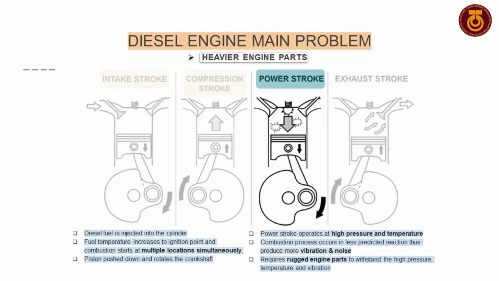This combustion occurs simultaneously at multiple locations in the cylinder. It produces less predictable reaction, so the combustion will create more vibration and noise. Therefore, it requires more rugged parts to withstand the high pressure, temperature and vibration. Unfortunately, stronger parts will require more weight, thus making it heavier.